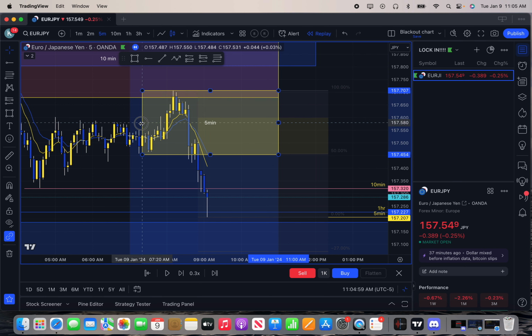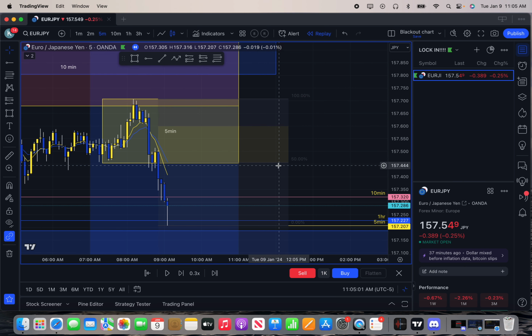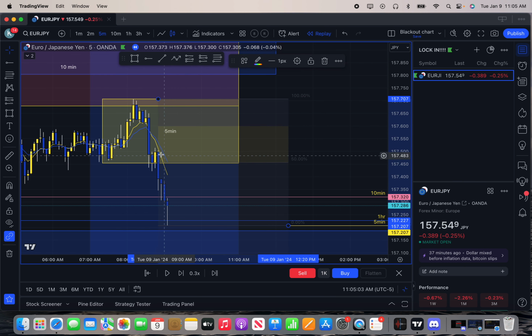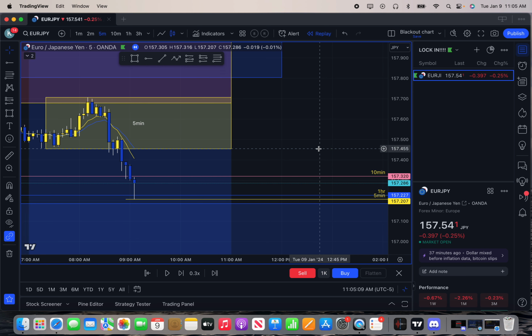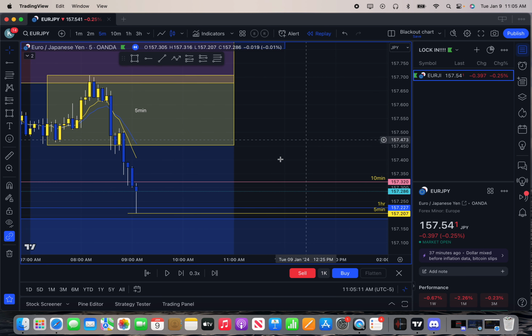And I'm going to pull it over some just so it's easier to see. And that falls right at the 50%. So we're just going to leave it here. Let's see if the 5 minute keeps pushing or if it starts to retrace.